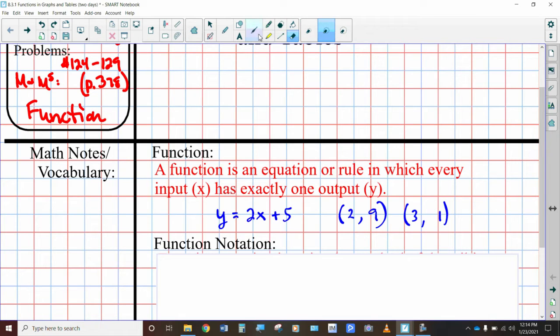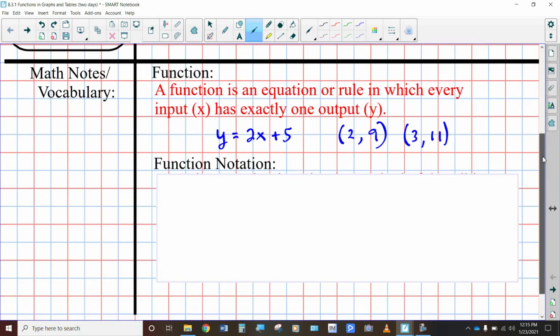Let me fix that one. I don't like that. That's much better. So this is an example of a function. And you probably remember hearing me refer to these as linear functions throughout the year without us really fully going into what makes a function a function. This is what makes a function a function. Exactly one output for every input that you put in.